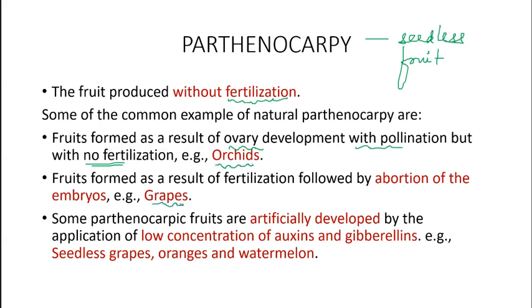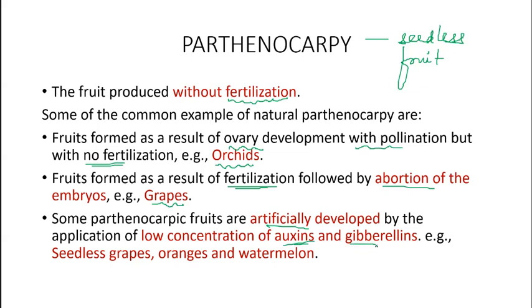Okay, the embryos are aborted. It is seen in grapes. So parthenocarpic fruits can also be artificially developed by the hormones auxin and gibberellin. Okay, this forms what? Seedless grapes and oranges.